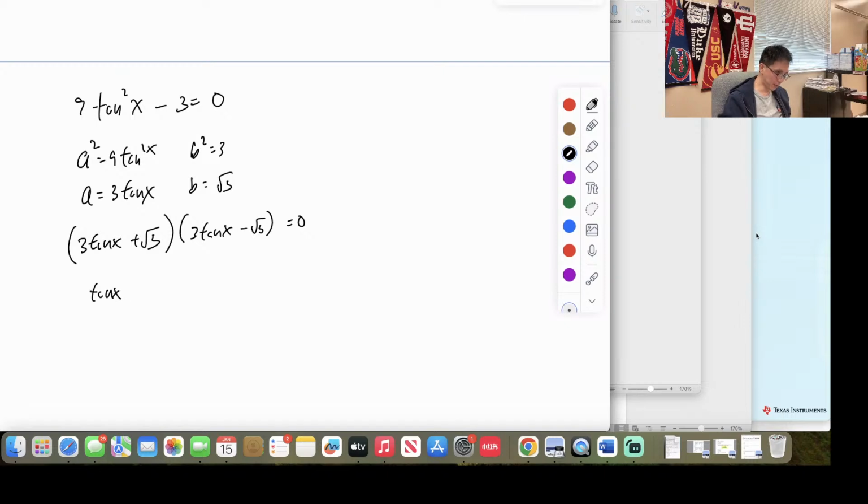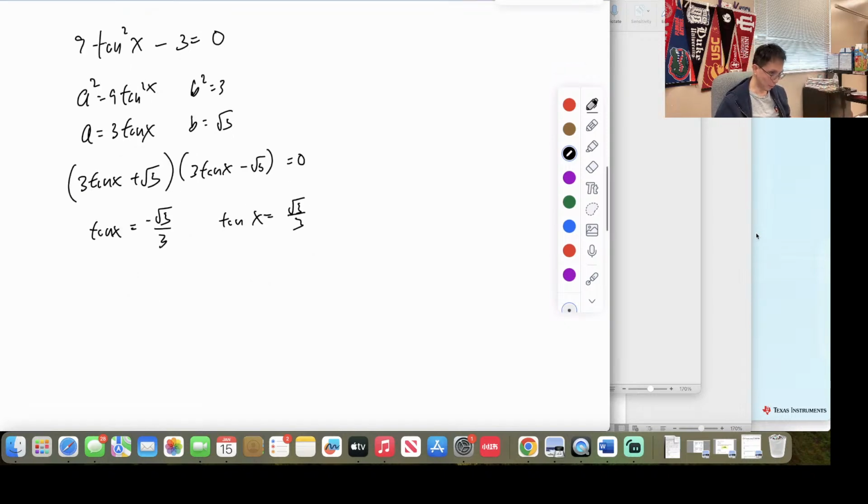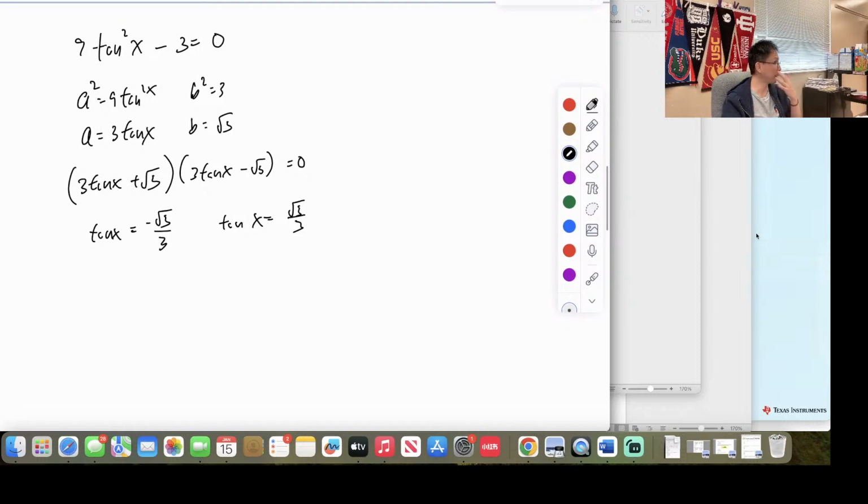Tan of x equal to negative root 3 over 3, and tan of x equal to square root 3 over 3. Now, most people stop right here, but that's not the goal. The goal is not finding tan of x. It's finding the x. Because if you stop here, I cannot give you points. You have to keep on going.